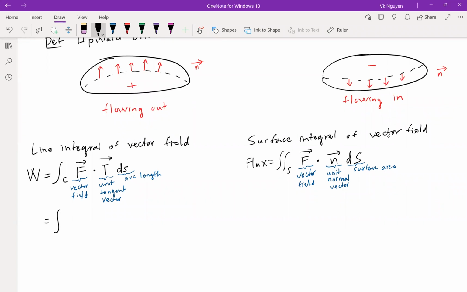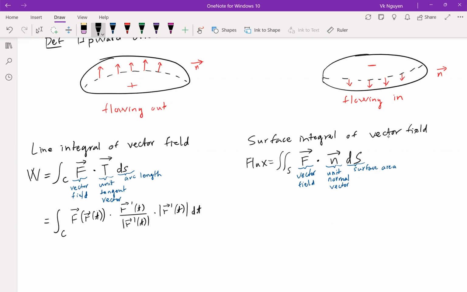Okay, so let's work on the formula that we already know. This one. F is, of course, F(r(t)), because you have to parameterize the curve C. The unit tangent vector is r'(t) over the magnitude of r'(t). The arc length element is the magnitude of r'(t) dt.